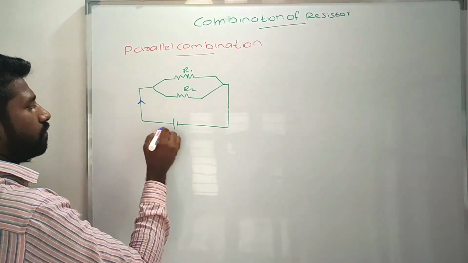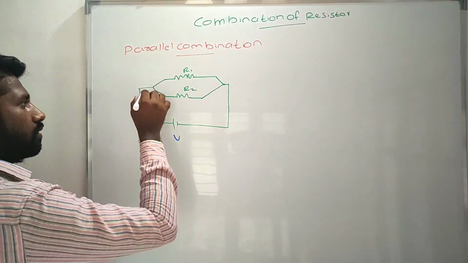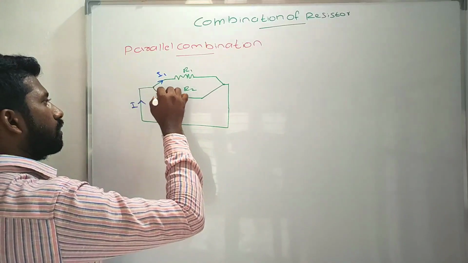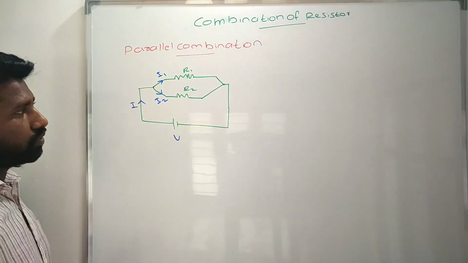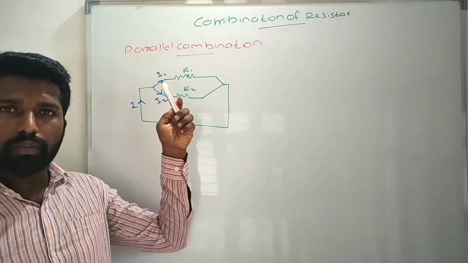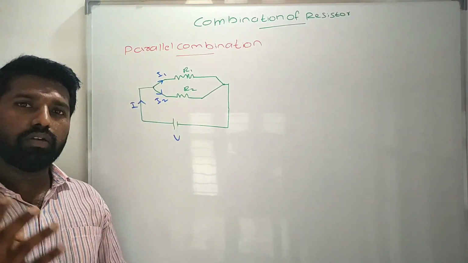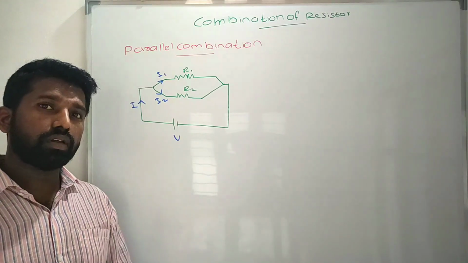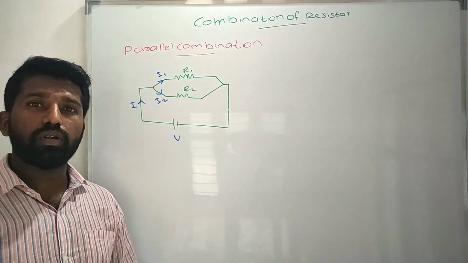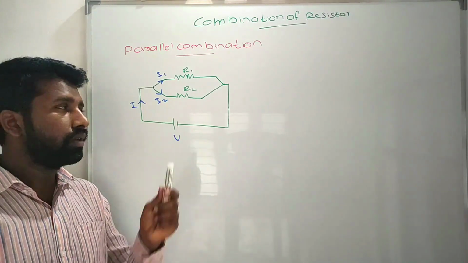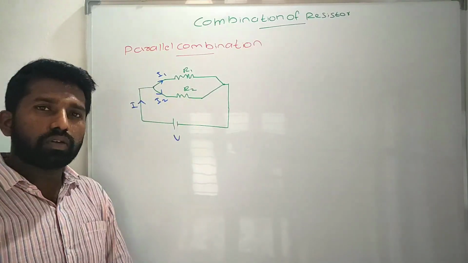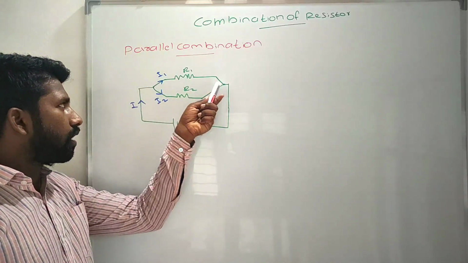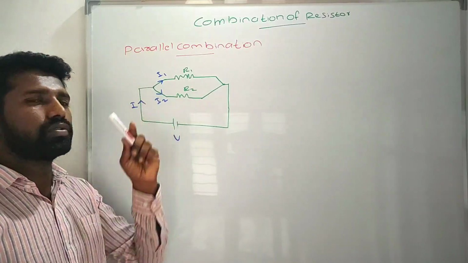From this voltage V, a current I comes here. When this current I reaches here, it is split into I1 and I2. So in the parallel combination, the current flowing through each component is different. In series we got the current flowing through each component as the same. Clear? But what about the potential difference across each component? What is the potential difference across R1? That is the same potential difference across R2.